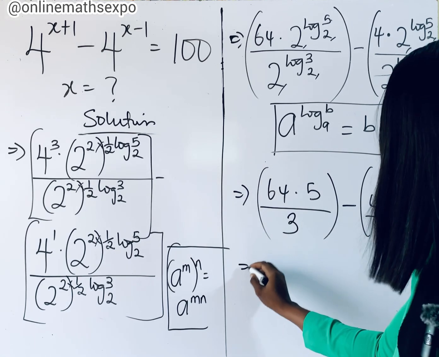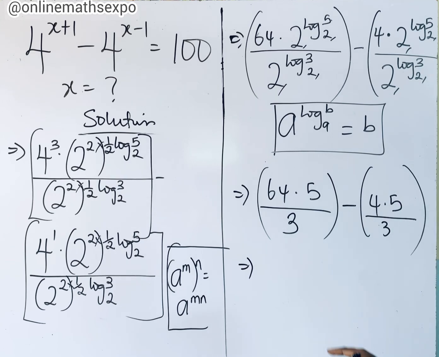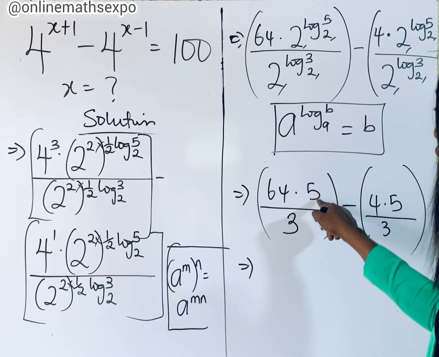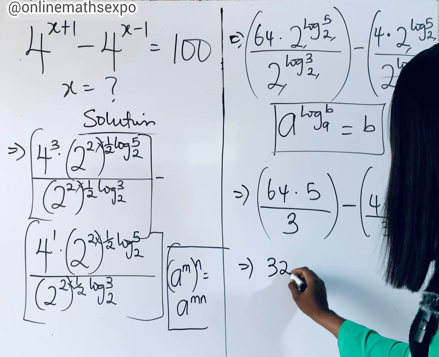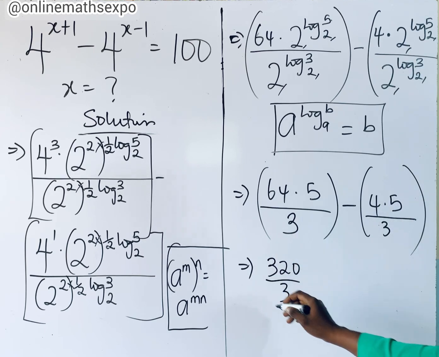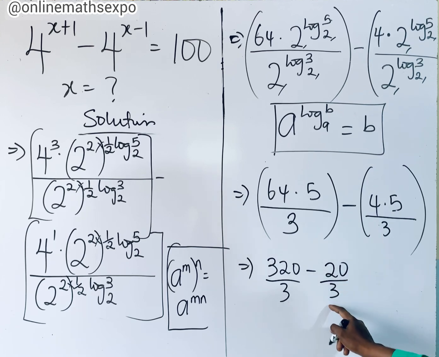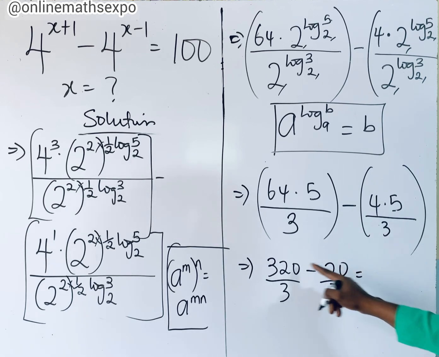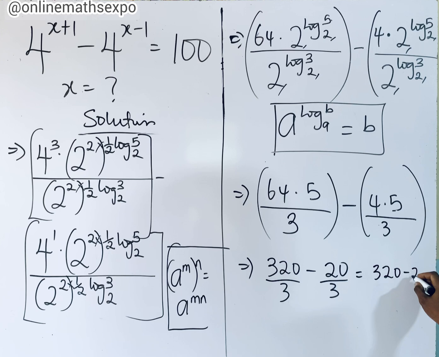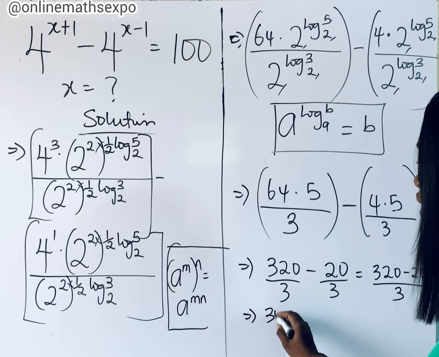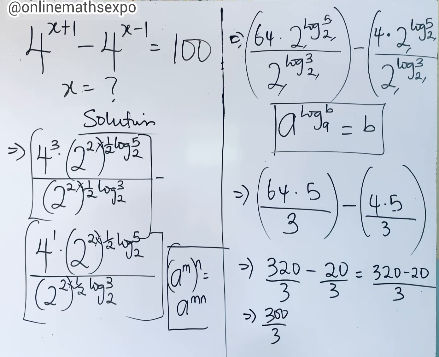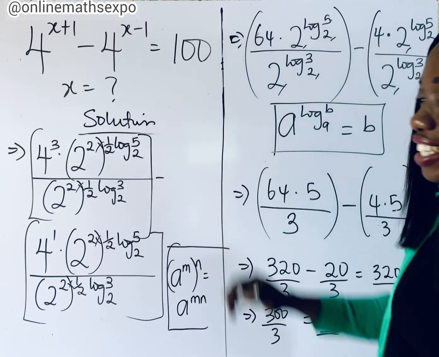Simple. So we multiply out. We have 64 multiplied by 5 gives us 320 over 3. Minus, multiply this, it gives you 20 over 3. Denominators are the same, so you just subtract the numerators. You see, so simple. And the base, just take one of the denominators, subtract this, it gives you 300. And when you divide it by 3, it gives you 100. And that is what you got at the right side.